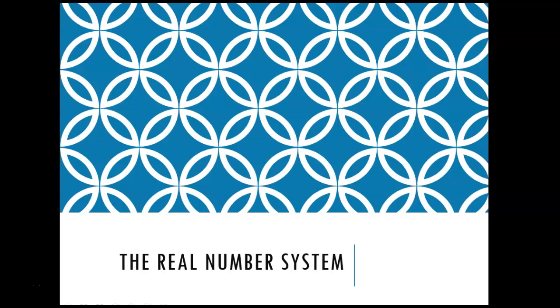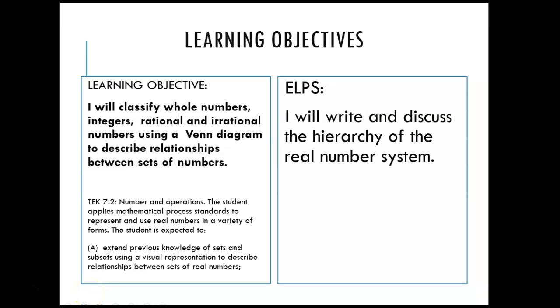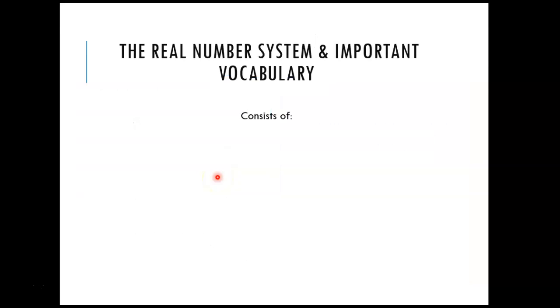So today we will be learning and discussing the real number system. If you remember from last year, you did talk about it. You just didn't talk about irrational numbers, and that's what I will be adding in today. So today's learning objective is: I will classify whole numbers, integers, rational and irrational numbers using a Venn diagram to describe relationships between a set of numbers.